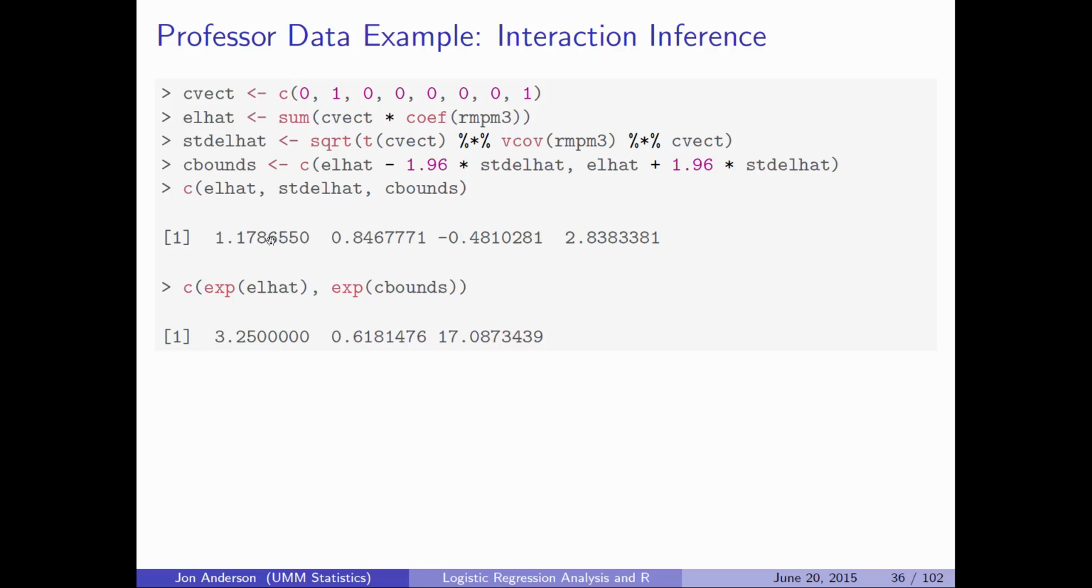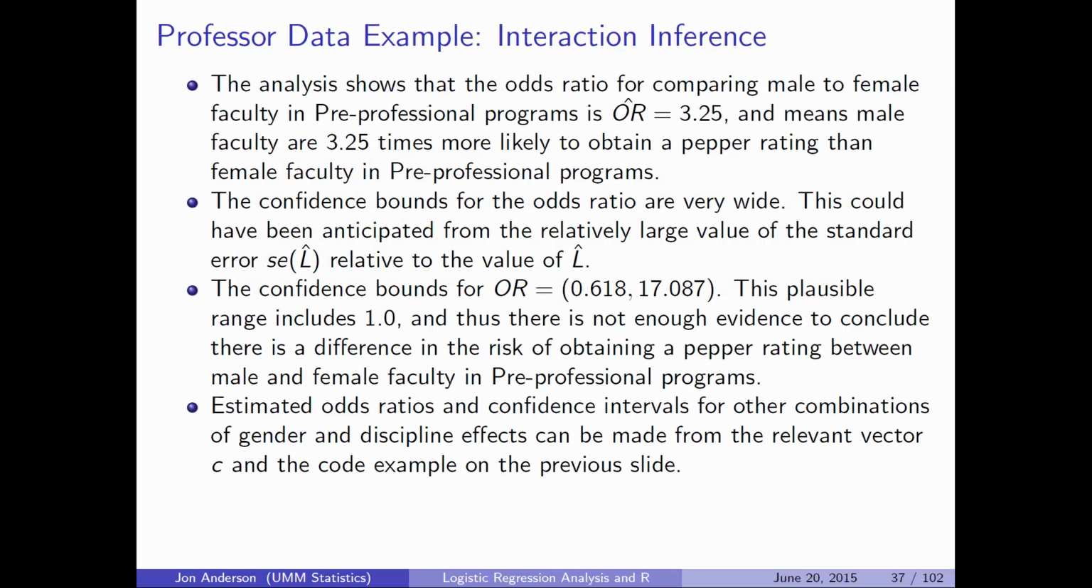Here is our estimate of L hat. It's a positive number. And here is our standard deviation of L hat, 0.84677. Here are the lower boundary and the upper boundary. You'll notice the lower and upper boundary for L contains 0. And so that means that when we exponentiate those components, we get an estimated odds ratio of 3.25, a lower boundary for the confidence limit for the odds ratio of something below 1, and an upper boundary for the confidence limit for the odds ratio of above 1.